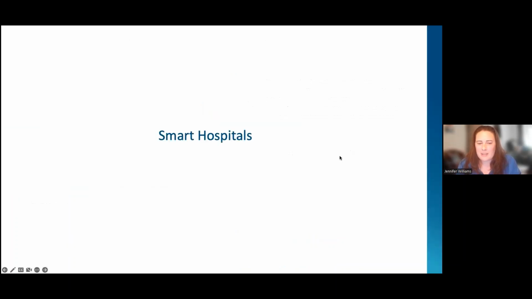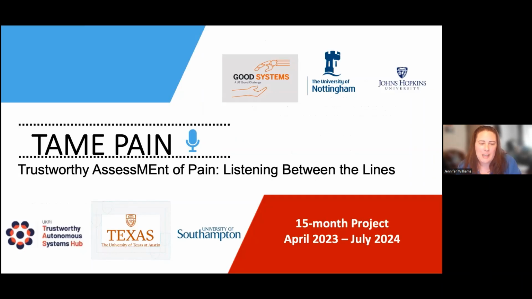Next, I'll talk about smart hospitals. So this is another environment that my research extends to. So we have a project going on right now. It's a 15-month project that will end next July, so in 1 year. It's called TAME Pain, Trustworthy Assessment of Pain, Listening Between the Lines. And this is a collaboration between the University of Nottingham, University of Southampton, and the University of Texas at Austin.